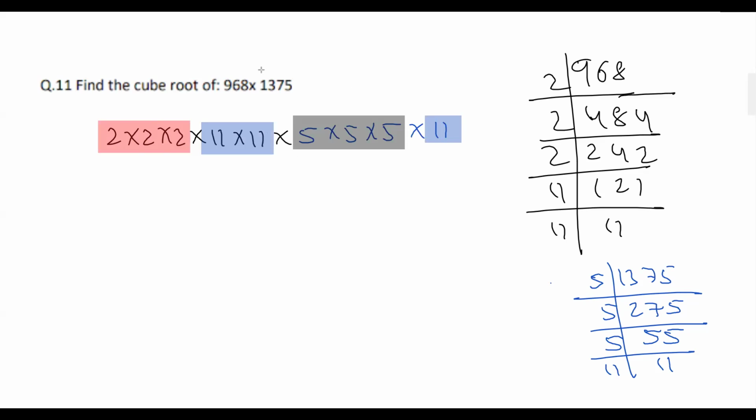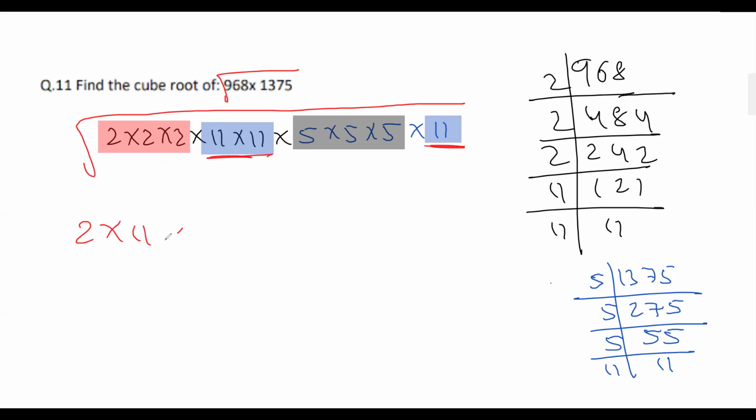As you know, whenever you find the cube root of a number, for every triplet of a number, we'll write 1 time. So 11 is 3 times, a triplet. And for 5 also, this is a triplet. So 5 into 2 is 10, and 10 into 11 is 110. So we'll say that the cube root of this number is 110.